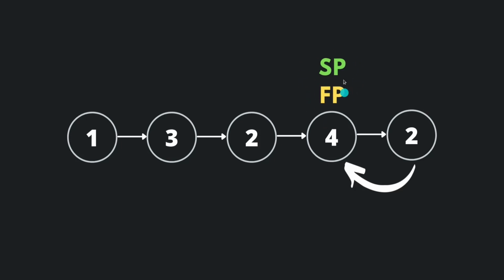So what we do is we reset the fast pointer and move it to the 0. We make it 0. We reset it to 0, so it doesn't point to anything right now. And then we move both of these pointers 1 step at a time, right? So 1 step, 1 step, 1 step.